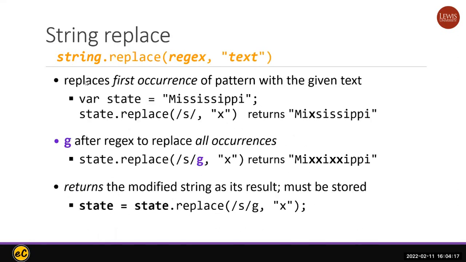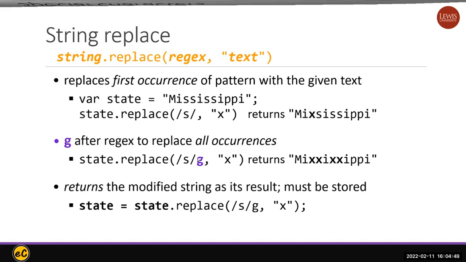If you replace the first occurrence, you replace the S with X, just the first occurrence. If you have S and globally, every S will be replaced. Then this one returns a value, replacing S globally. The returned value must be stored back, otherwise it will be returned but you may not have a receiver.